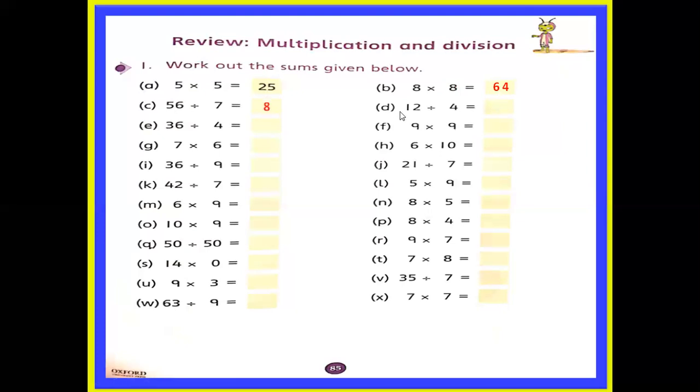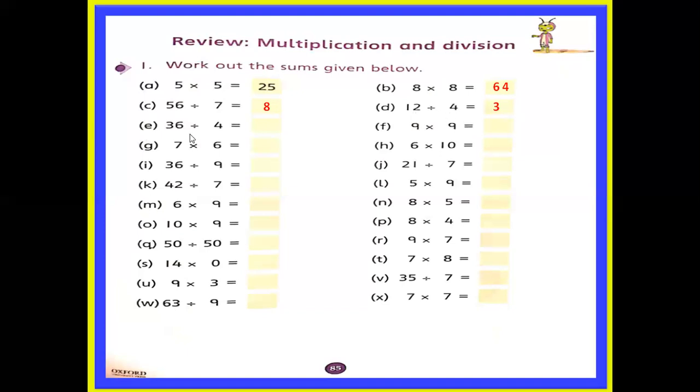D part. Also a division sum, 12 divided by 4. So read the table of 4. 4 ones are 4, 4 twos are 8, 4 threes are 12. So 3 is our answer. So here 12 is divided by 4, 4 is the divisor and 3 is the quotient.